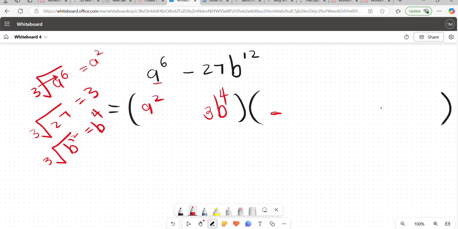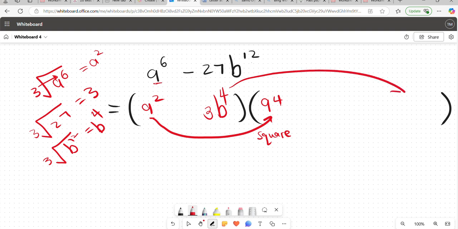Again, how do I find the first and last term here? Remember, you square, so you take this guy, you square him to get this guy. And if you square an a squared, you get an a to the 4. If you square a 3b to the 4, you get a 9b to the 8. Maybe let me show you how that happens. The 3b to the 4 is being squared. It squares the 3 and it squares the b. So I get a 9b to the 8. That exponent there, the 4 and the 2 are multiplying.